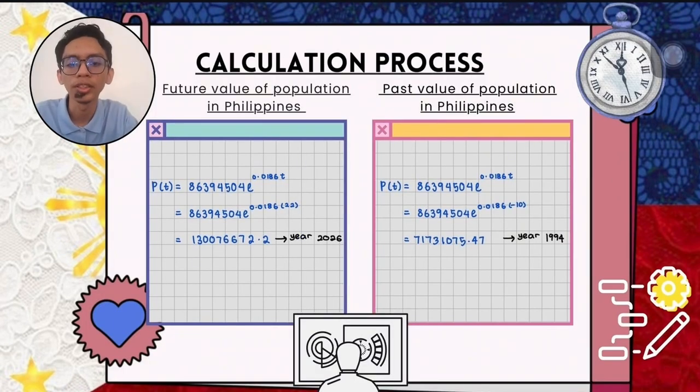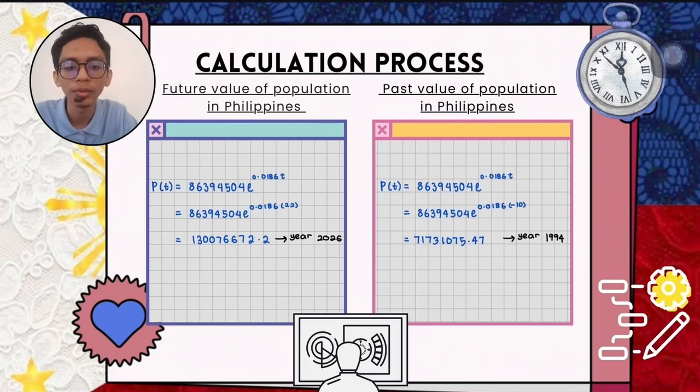With the particular solution defined earlier, we can evaluate the function at different intervals of t. First, we calculate the future value where t = 22, substituting this into our model. So P(22) = 86,394,504 e^(0.0186t). So we substitute the value of 22 for t. This yields a result of approximately 130,076,672.2 in the year 2026.